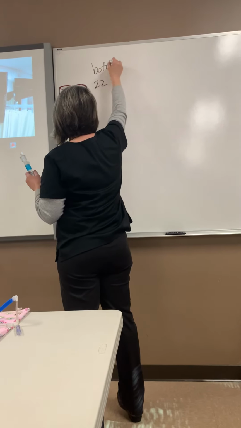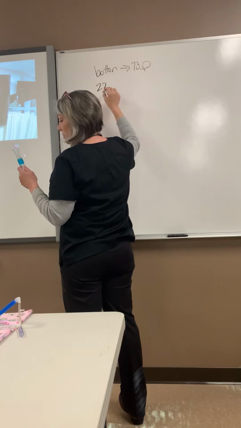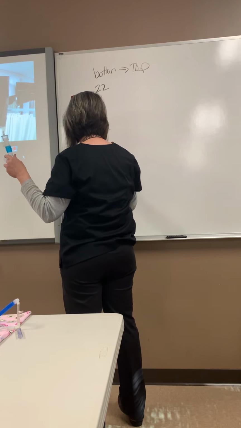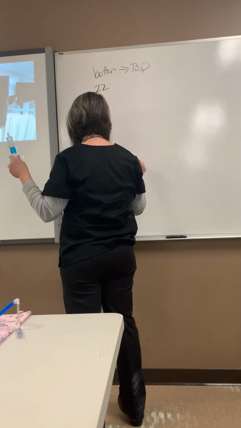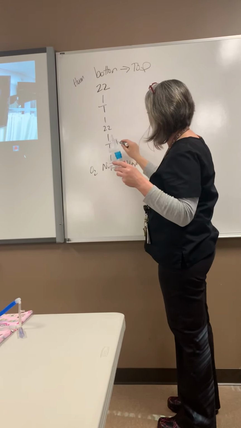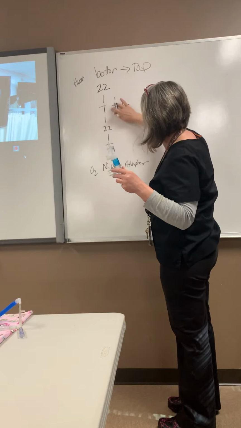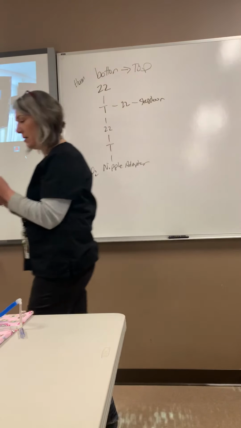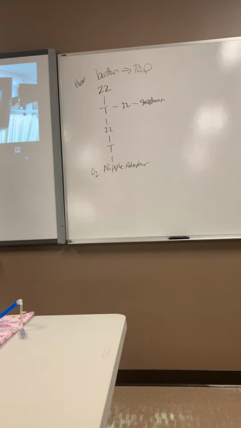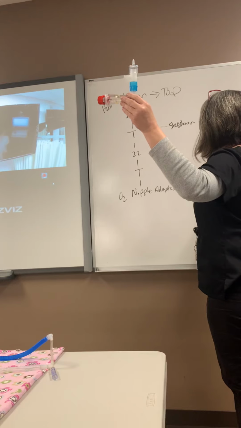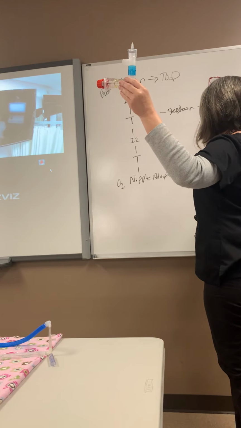So, bottom to top: 22, T, 22, T, nipple adapter. The humidifier is on the bottom. Off of this T is a 22. Then the step down adapter, that's what I didn't get to yet. So I put the 22, then the step down adapter. And then your pop off. And this is a great place to put your settings.